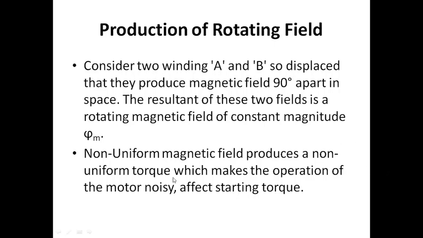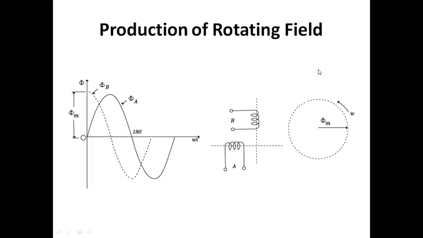Non-uniform magnetic field produces non-uniform torque, which makes the operation of the motor noisy after starting torque. Because this has an opposite magnetic field, it will produce some noise. Can you see this diagram?